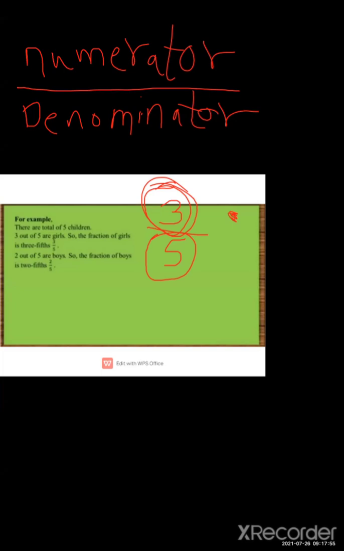Okay, see the next example. 2 out of 5 are boys. Now this was the girls. Now 2 out of 5, so 2 will come above, and 5 are boys, so the total number is 5, so you will write 5. So the fraction of boys is 2/5, that is the numerator is 2 and the denominator is 5. This is the first example of how to write the fractions. Okay, ये पहला example आपको दिया कि fractions कैसे लिखना है.